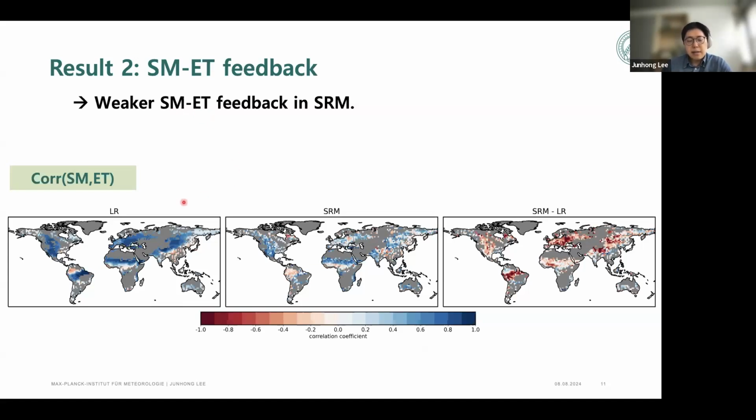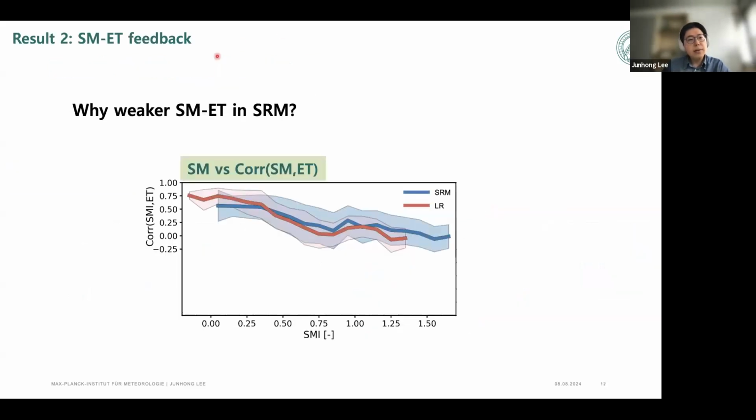The plots are the same as before, but this time I compute the correlation coefficient between soil moisture and evapotranspiration. As you can see, in low resolution they are showing very strong positive correlation. But if you look at the middle, the strong blue color is getting weaker, so light blue, and sometimes still showing negative values. This is also confirmed by the difference map on the right-hand side. Then we wonder why there is weaker SMET feedback in storm resolving simulations.